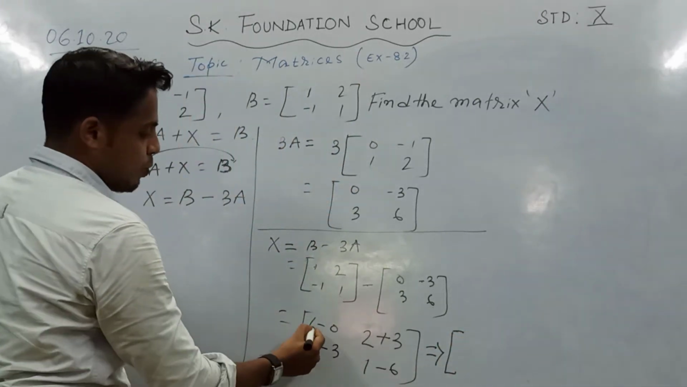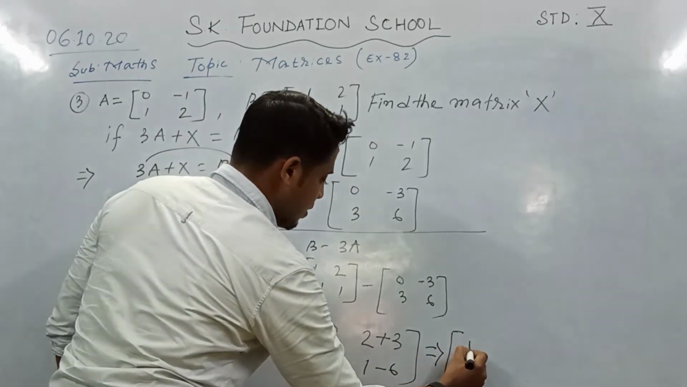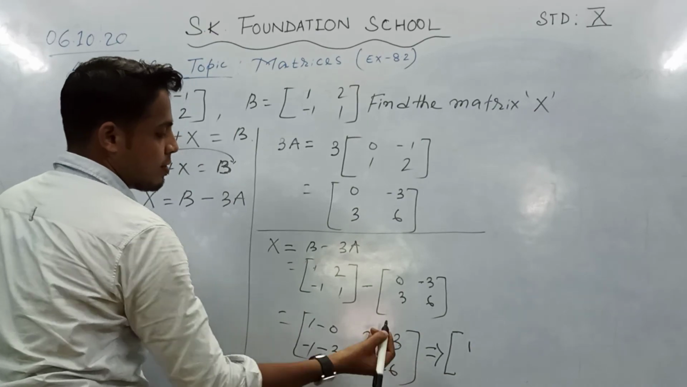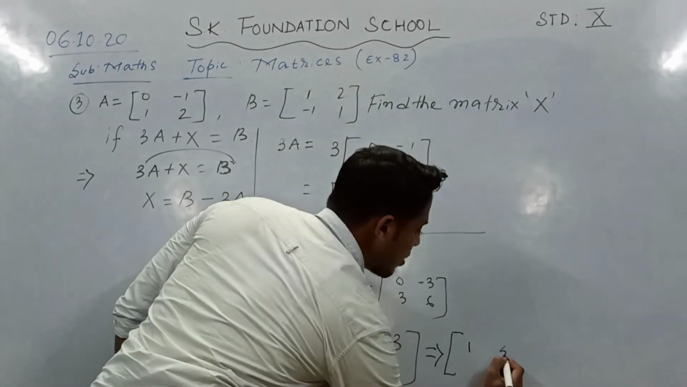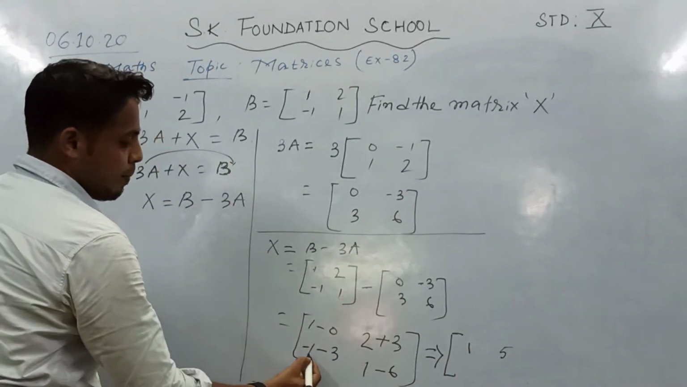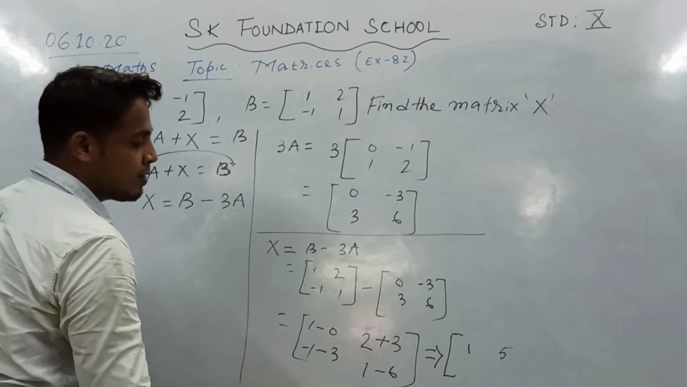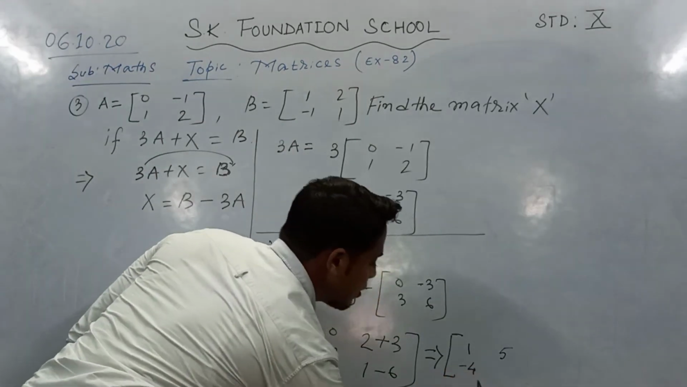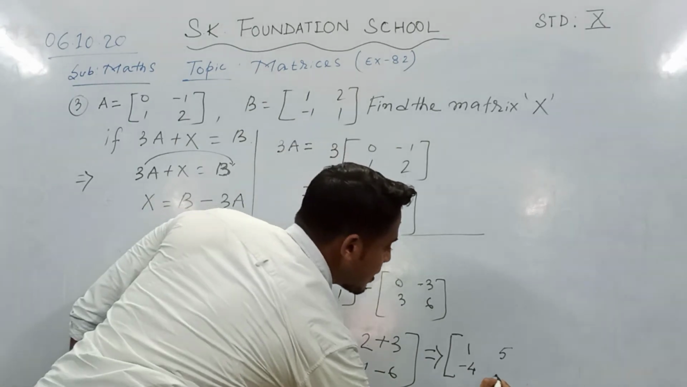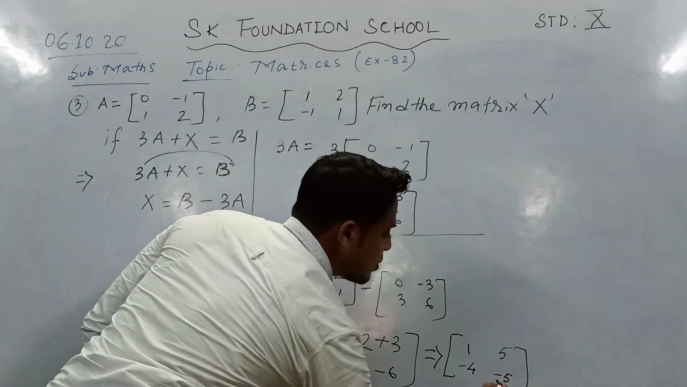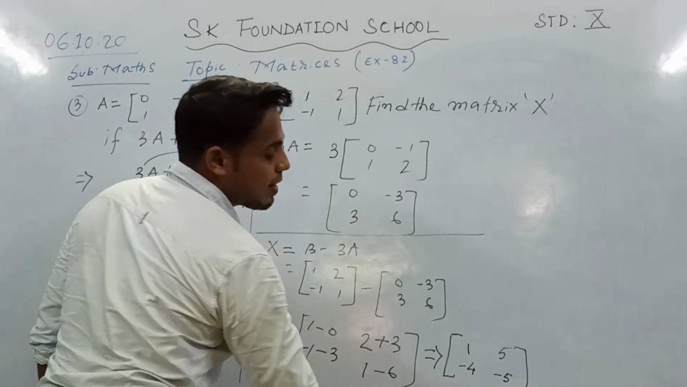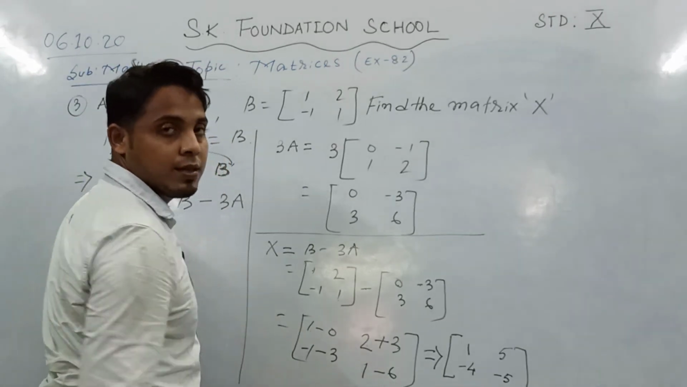Now 1 minus 0 means 1, 2 plus 3 is 5, minus 1 minus 3 is minus 4, and 1 minus 6 is minus 5. Understood? This is the value of matrix X. This is our answer. Clear?